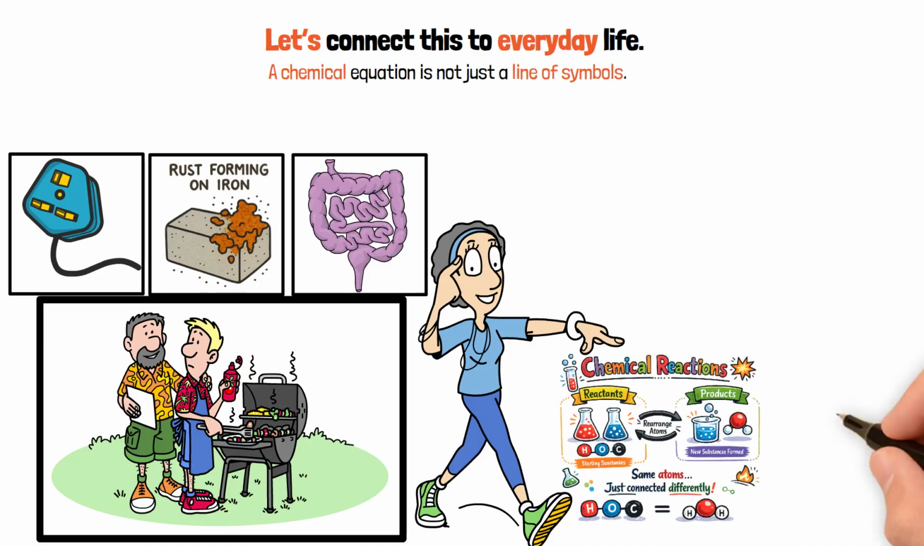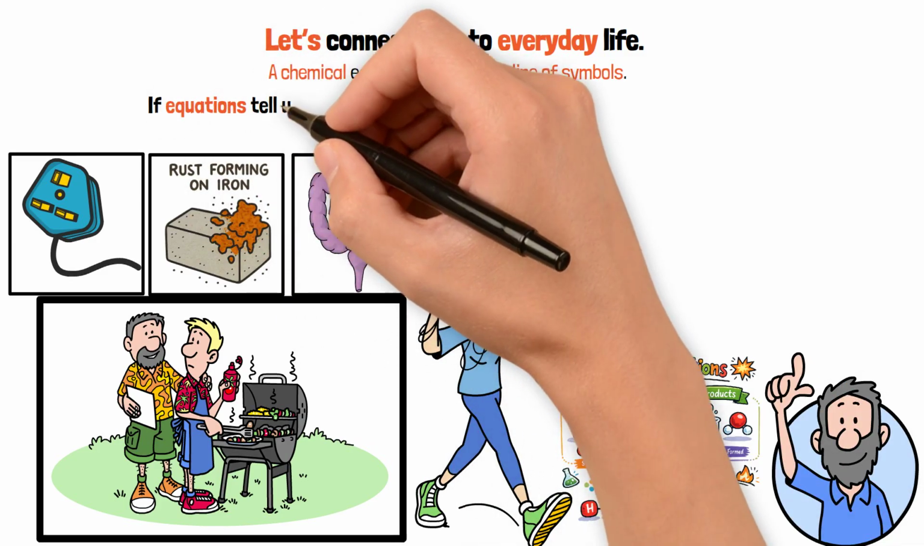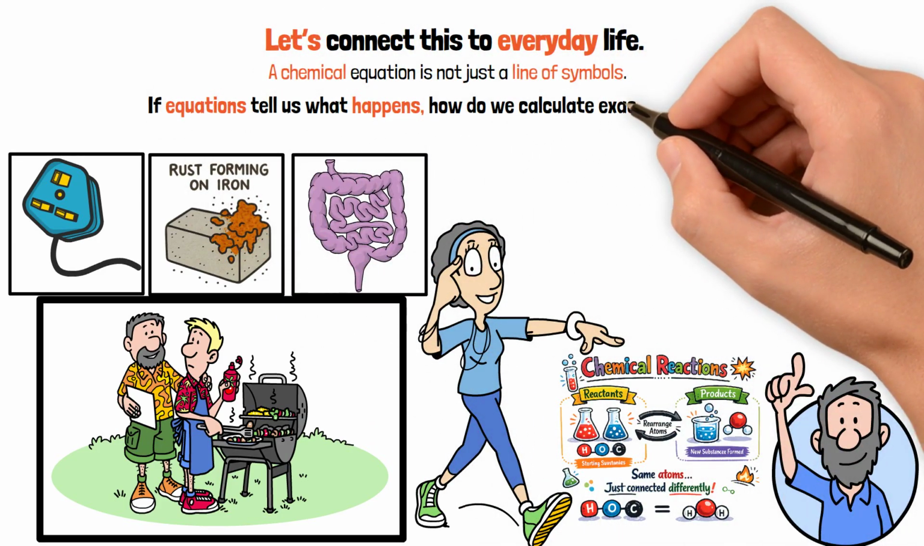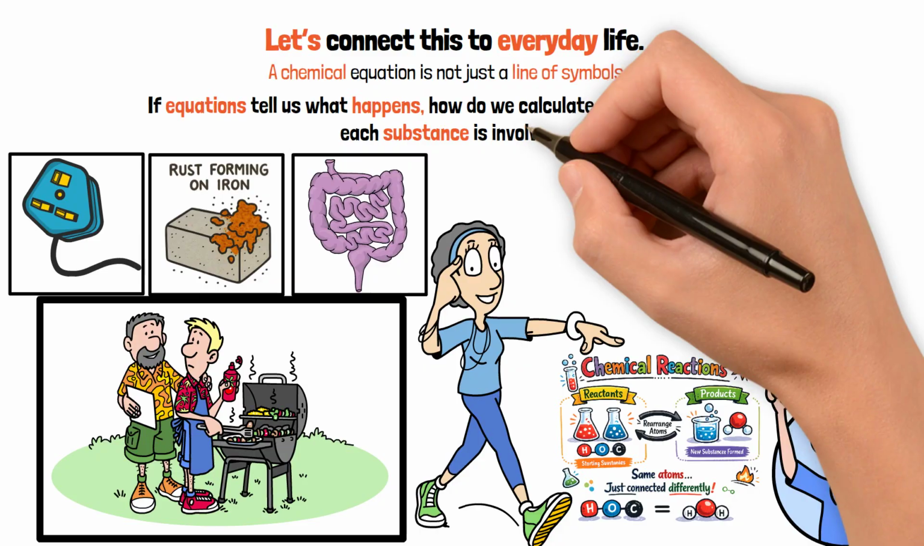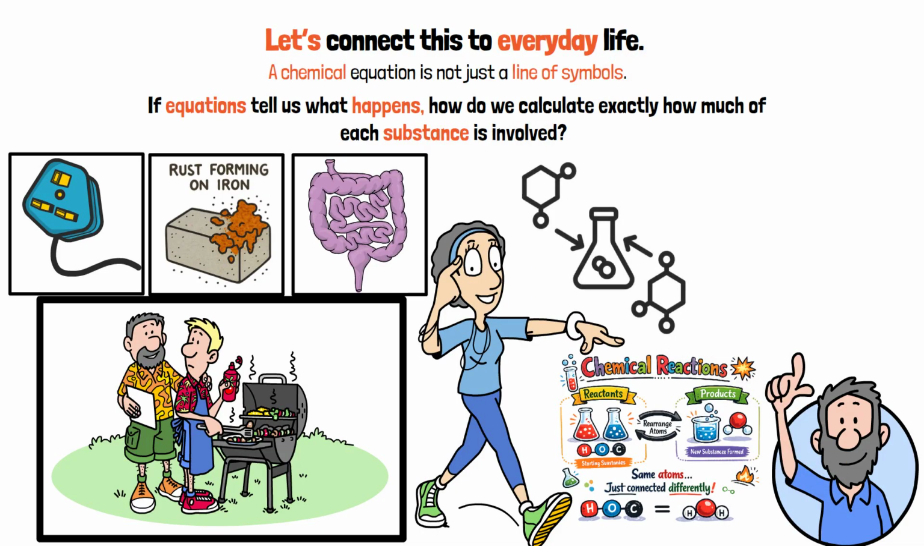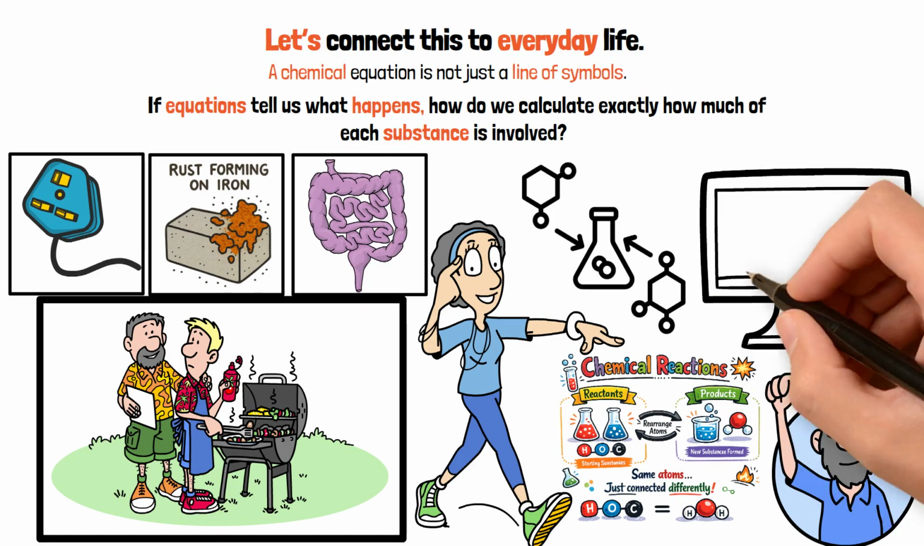And that leads to the next question. If equations tell us what happens, how do we calculate exactly how much of each substance is involved? That's where chemistry becomes numerical and surprisingly logical. That's exactly what we explore next.